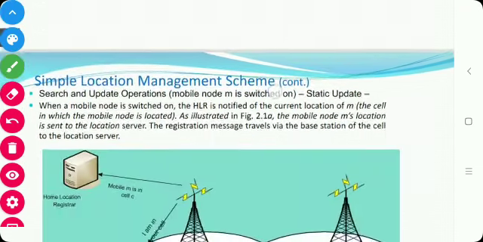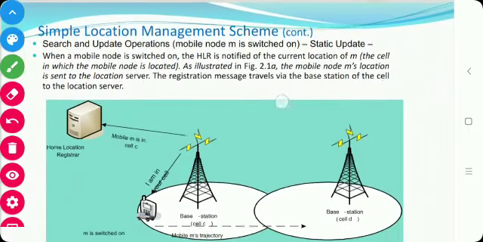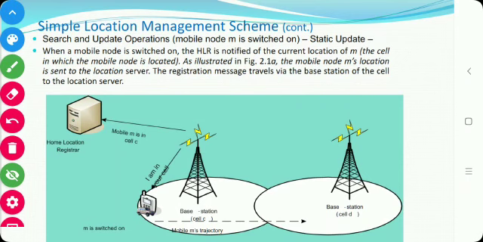In the first case, search and update operations: mobile node M is switched on. When a mobile node is switched on, the HLR is notified of the current location of M, like this mobile node is currently in the cell C. As shown in this diagram, the mobile node M's location is sent to the location server, and the registration message travels via the base station of the cell to the location server. So this is the first case.